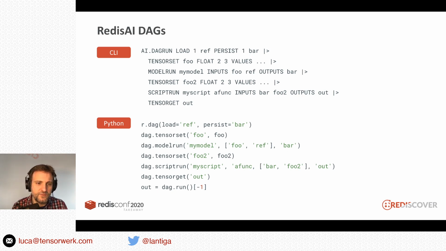In the future, we'll also do DAG analysis to do optimization of what happens within the DAG. And for example, you can set 2 models into different GPUs and have them run at the same time, and then collect the results in the script. So you can do pretty optimized management of models and scripts within Redis with DAGs.